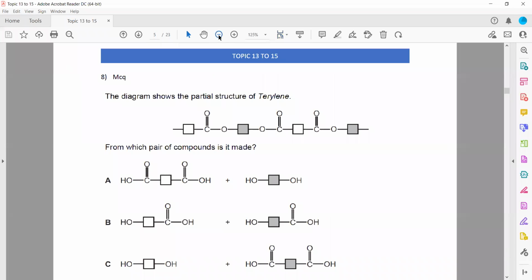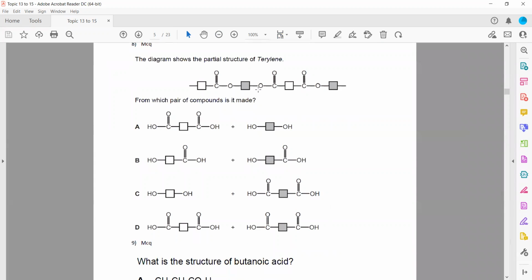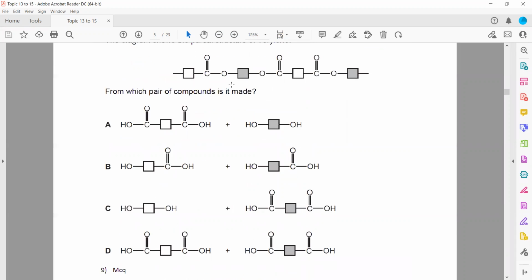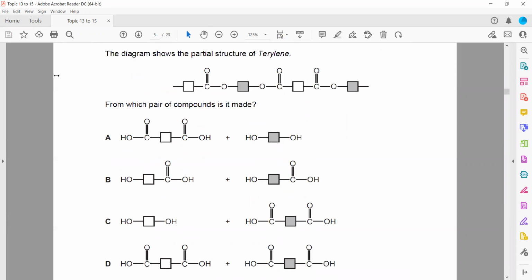The diagram shows a partial structure of a polyester, which has an ester linkage. Which pair of compounds is it made from? Remember, what are the monomers for the formation of a polyester? It is a dicarboxylic acid and a diol. One monomer has a carboxylic acid on both sides, and the other monomer has an alcohol on both sides.